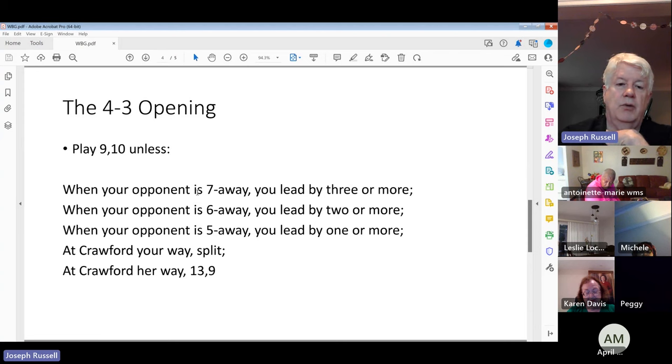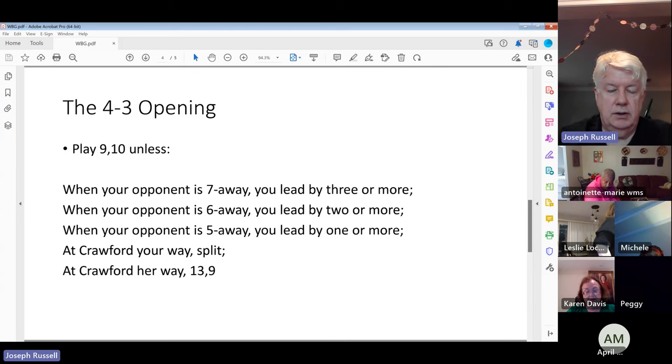So that's actually one thing. When he's 7 away or 6 away and you have 3, 4, or 5, then you split instead of 2 down. When your opponent is 5 away and you lead by 1 or more, then you split. At Crawford, your way, always split. At Crawford, their way, always play 13-9. So let's go back to XG and check these out.